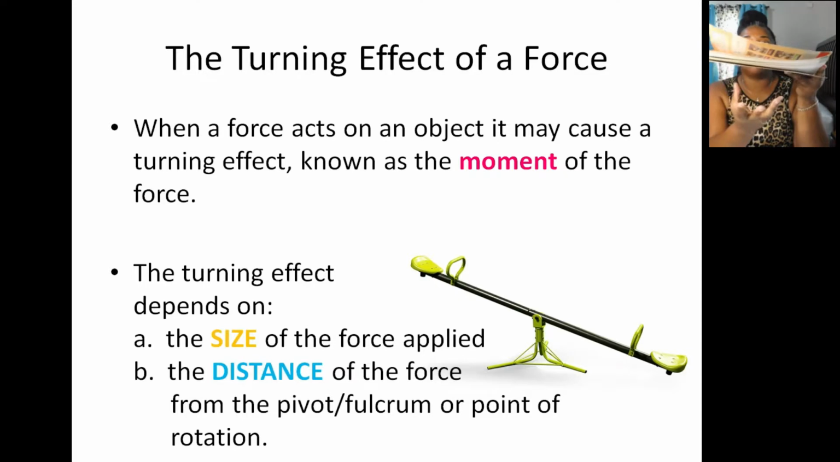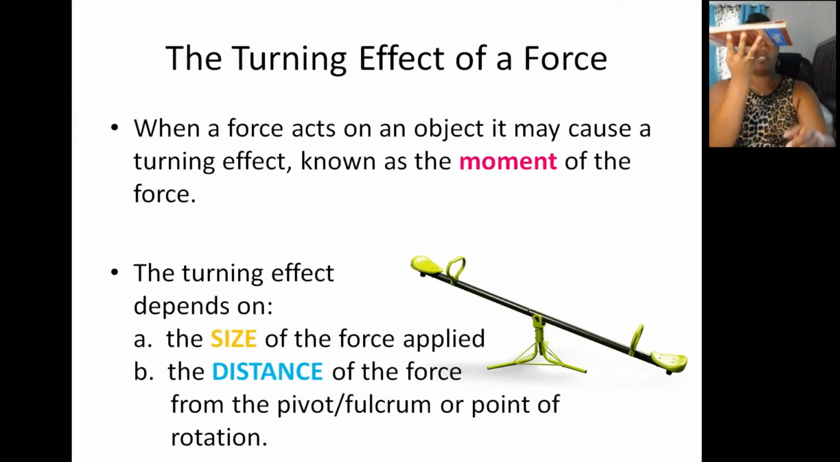So that's why waitresses or waiters hold their plates or they hold the trays like this, because they want to balance. They want to balance out the stuff on their hand. So when a force acts on an object, it may cause a turning effect known as the moment of force.